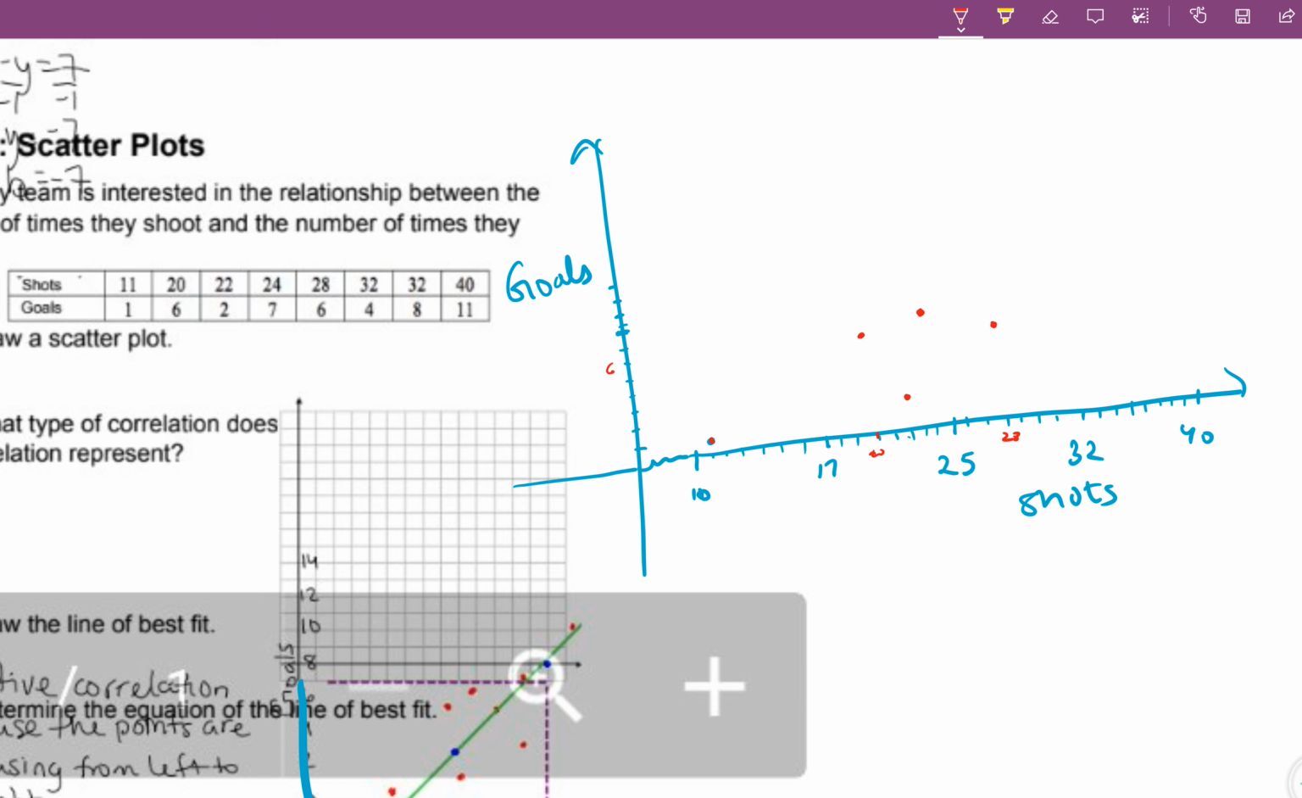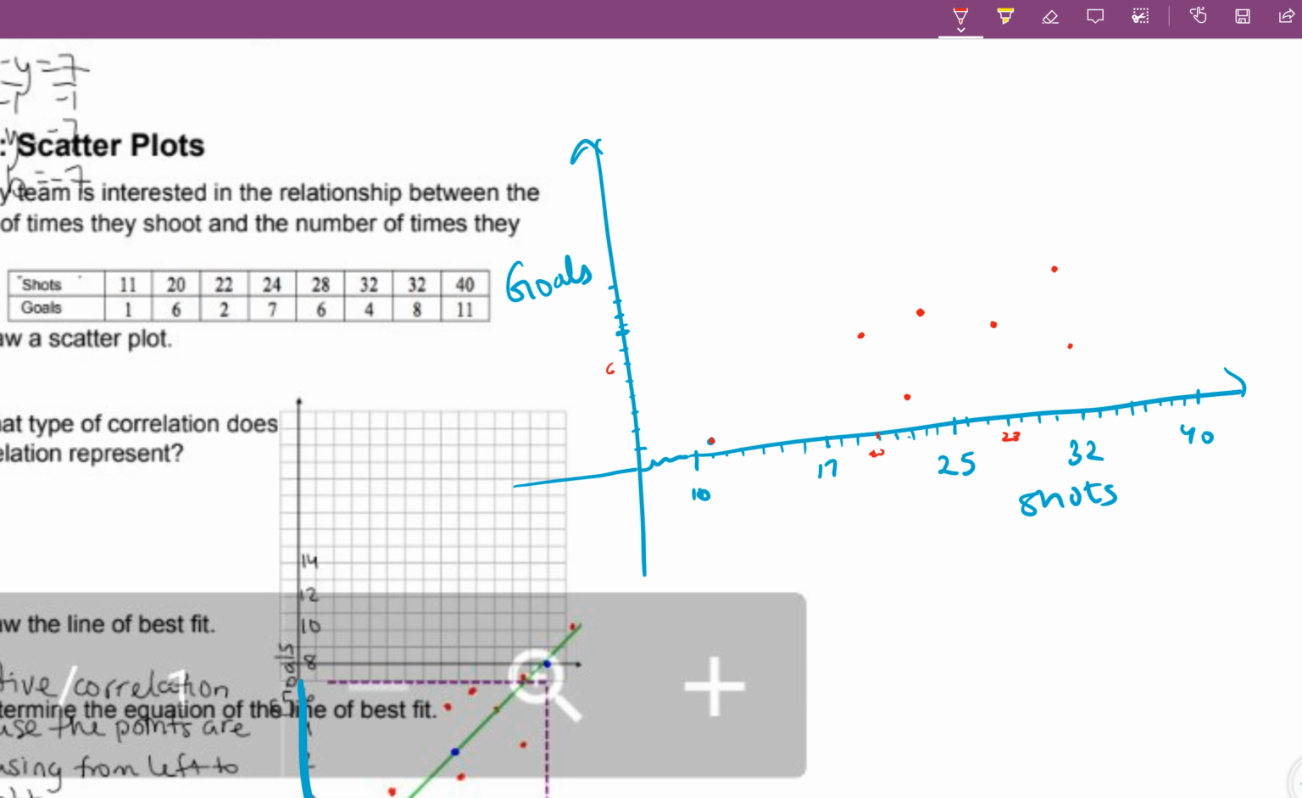Yeah. And then 32, and that is 8. 32, 8 is right there. And 32, oh, I forgot, there's 4 as well. The two 32s, so I make 4 as well for 32, which is going to be right here.